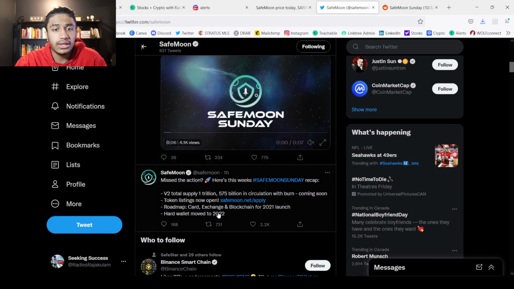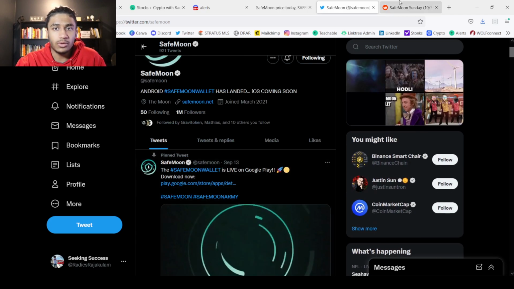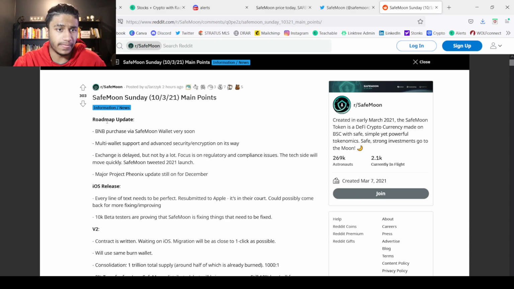Another thing is the recap, right? Token listings, roadmap, hardware wallet, and the V2 supply or the V2 token. And then we can see on this Reddit post, guys, the roadmap update. So BNB purchase via Safemoon wallet very soon. That should be cool. Multi-wallet support and advanced security and encryption is on its way. Exchange is delayed, but not by a lot. Focus is on regulatory and compliance issues. The tech side will move quickly, and Safemoon, like I said, we just looked at it, tweeted a 2021 launch. Now, major project Phoenix update still on for December.